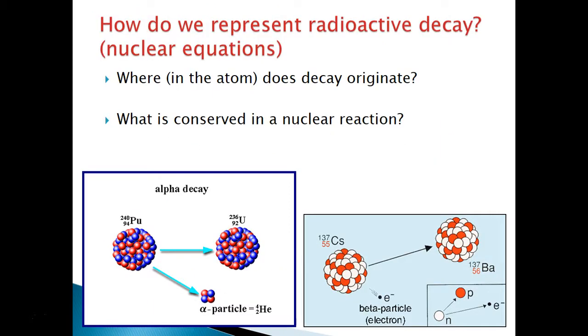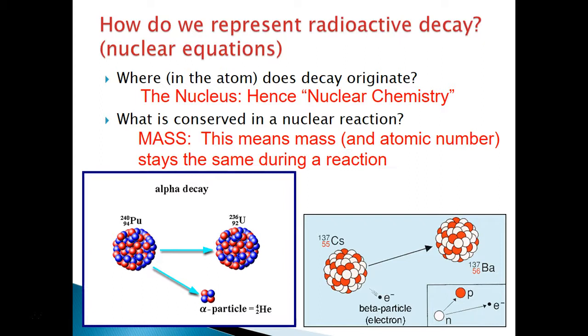Alright, so where in the atom does decay originate? Now we're talking about nuclear chemistry here. So these decay processes originate in the nucleus. Now, what is conserved in a nuclear reaction? Mass will always be conserved. What does that mean? That means that the mass will always stay the same during a reaction. If you have 10 units of mass before the reaction, you'll have a new substance that has 10 units of mass after the reaction.